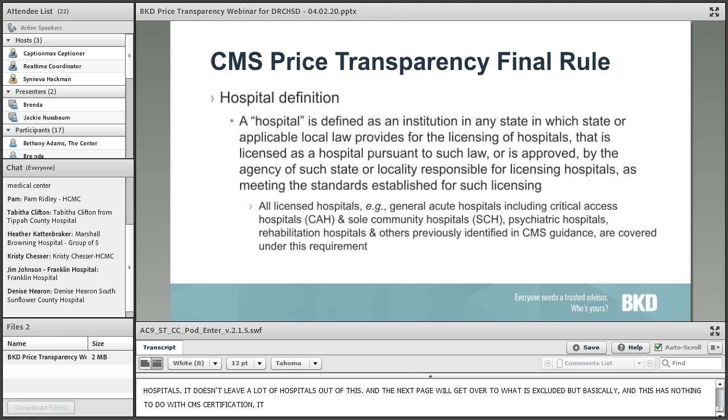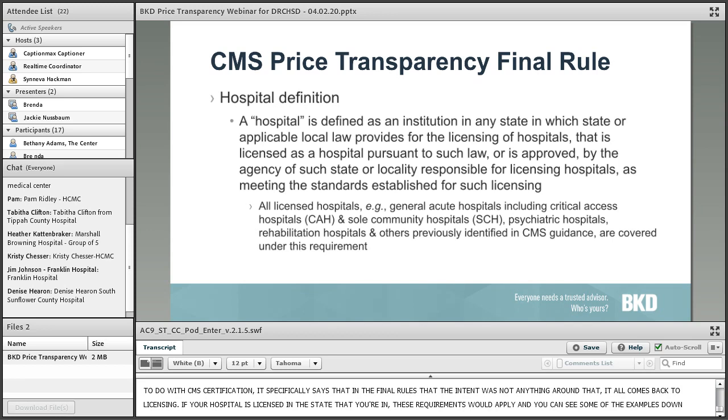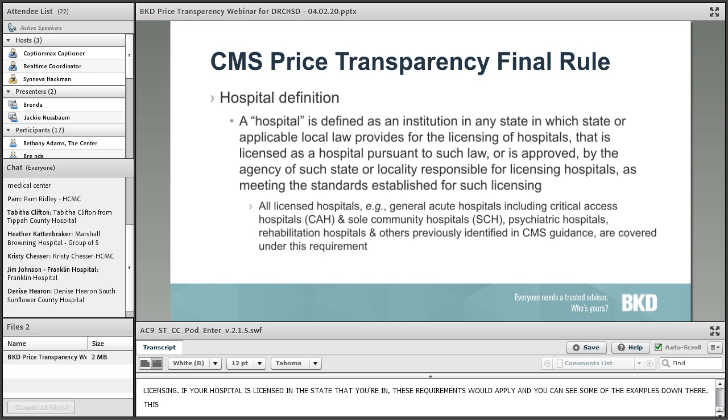But basically, and this has nothing to do with CMS certification or CMS number. It specifically says in the final rule that the intent was not to base any of this on your Medicare ID or anything around that. It all comes back to licensing. So if your hospital is licensed in the state in which you're in, these requirements would apply, and you can see some of the examples down there.